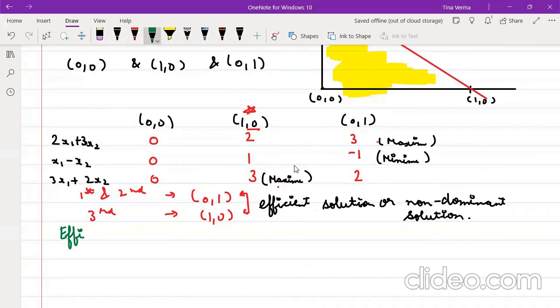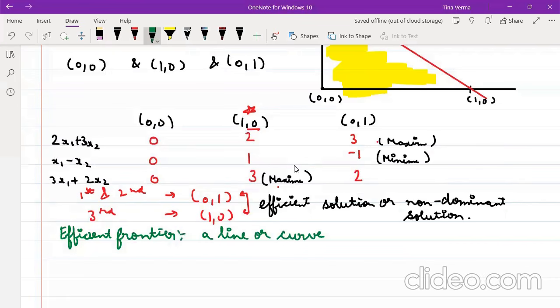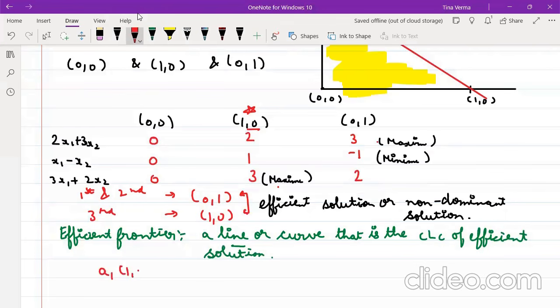So efficient frontier is a line, or you can say a curve. When we have an LPP, linear programming problem, we will always have a line, right? A line or curve that is the convex linear combination of efficient solutions is your efficient frontier. In this example, A1 times (1, 0) plus A2 times (0, 1) on the condition that A1 plus A2 is equal to 1 and A1, A2 greater than or equal to 0 is your efficient frontier.